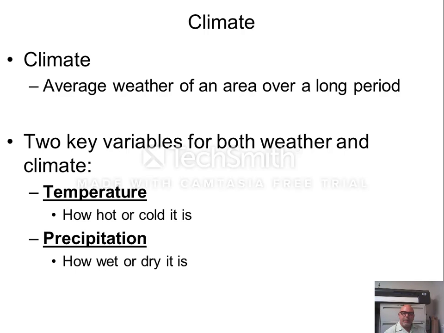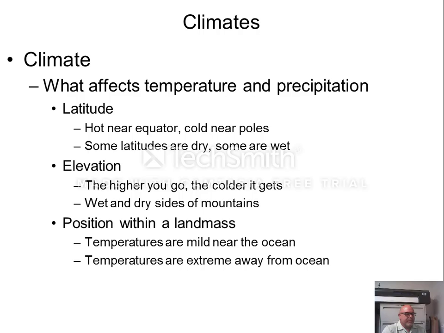For weather and climate, the two main variables we look at are temperature, or how hot or cold a place is, and precipitation, or how wet or dry a place is. For any place in the world, there are three general factors that affect temperature and precipitation. One is latitude, or how far north or south you are from the equator. For example, the poles are cold and the equator is hot. Another is elevation, or how high a place is. The third is where you are on a landmass or continent.